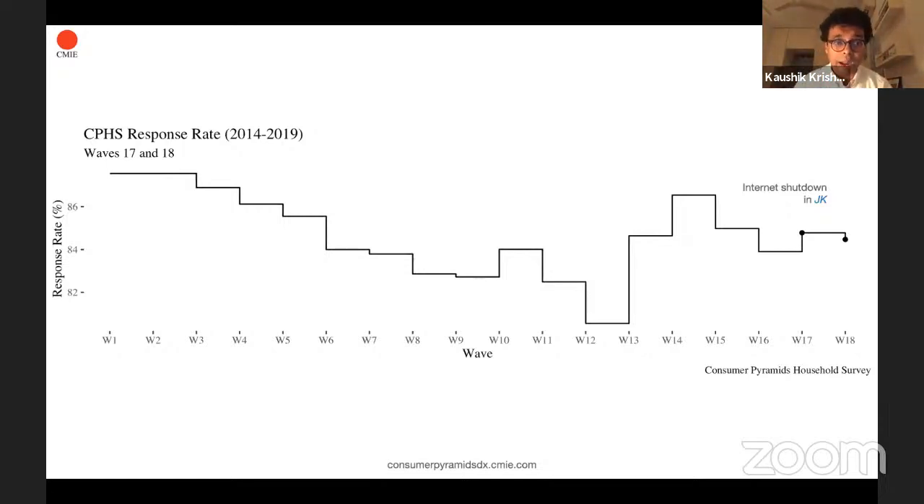Again, the total band is very small. It's just 5 percentage points. But within that band, this gives you the story of what primarily drove the response rate.